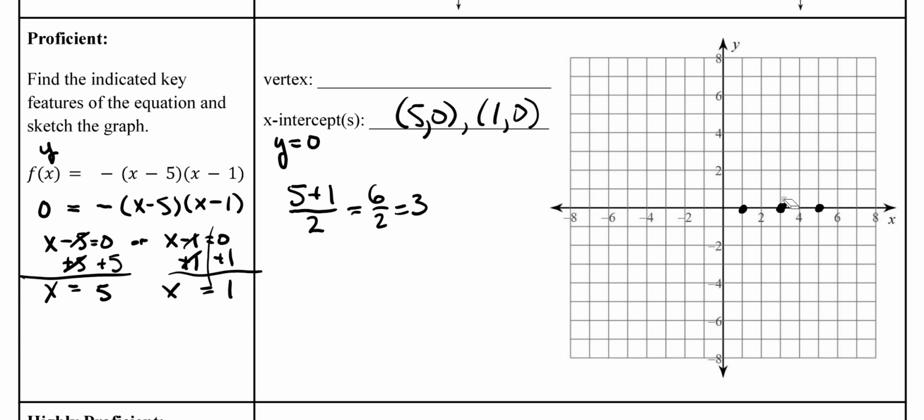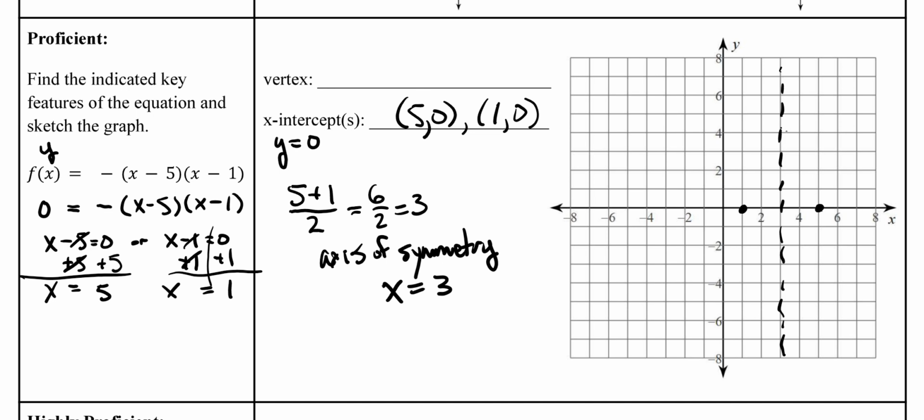Now, that's not a point, so let me erase the point. It is the axis of symmetry. And so my axis of symmetry is x equals 3. And your vertex is going to be on that line.